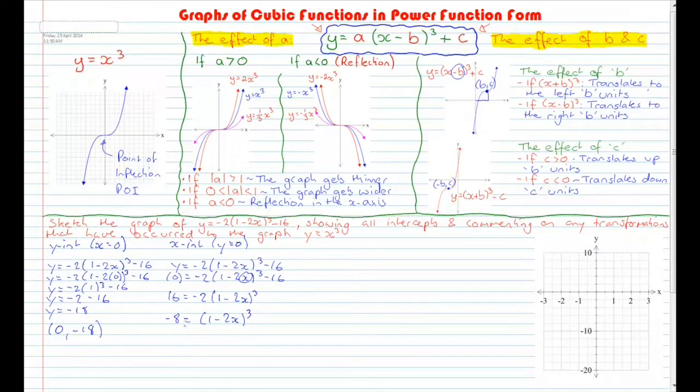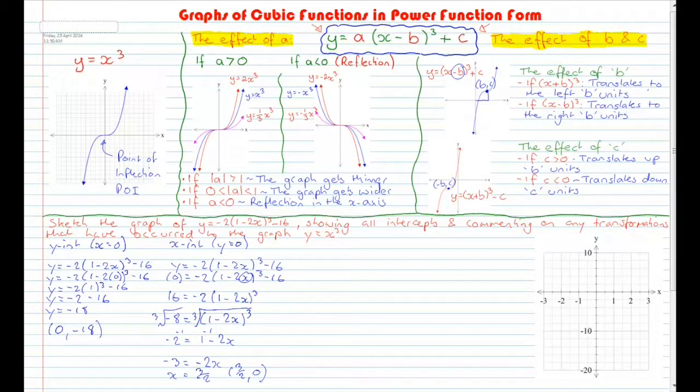Cube rooting both sides now, so we're going to go cube root of negative 8 and cube root of this here is going to get us negative 2 is equal to 1 minus 2x. Now what we're going to do is subtract 1 from both sides, so it's going to get us negative 3 is equal to negative 2x. And therefore when we divide both sides by negative 2 you're going to get x is equal to 3 over 2. So the coordinate of this point is (3/2, 0).